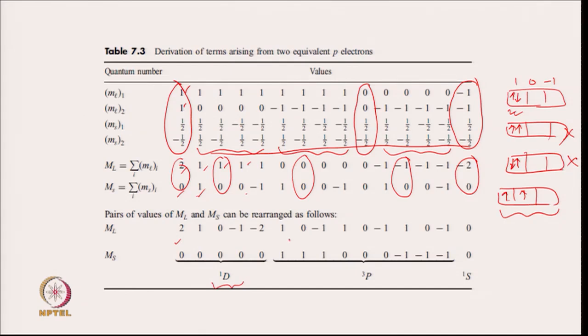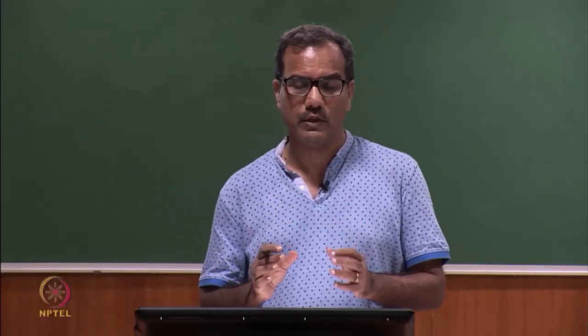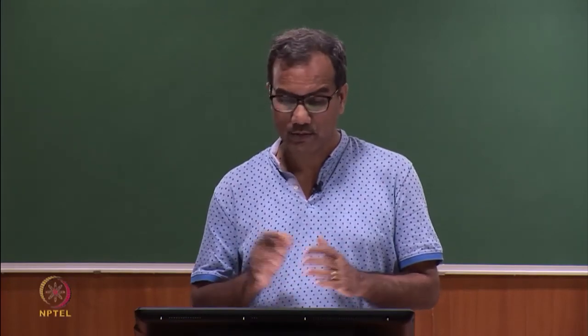Now go and look at this 1, 1. So where is 1, 1? You have 1, 1. Then 0, 1. So this is 0, 1. Then minus 1, 1. This is minus 1, 1. 1, 0. Where is this? This is 1, 0. 0, 0. So this is 0, 0. Minus 1, 0. Minus 1, 0. 1, minus 1. 1, minus 1. And 0, minus 1. 0, minus 1. And minus 1, minus 1. This one corresponds to 3P level. And 0, 0 corresponds to 1S. So this is the way to get the terms for equivalent electrons.